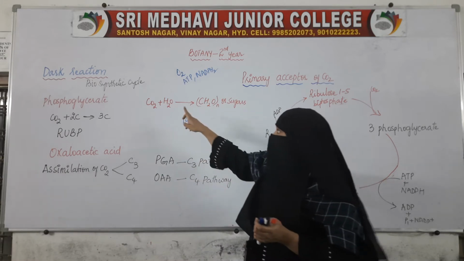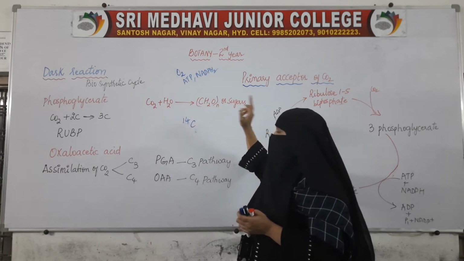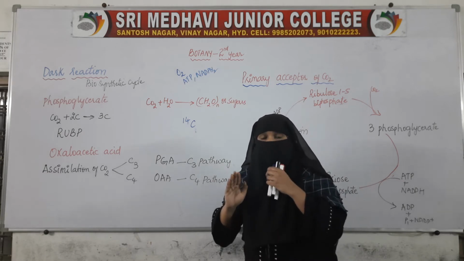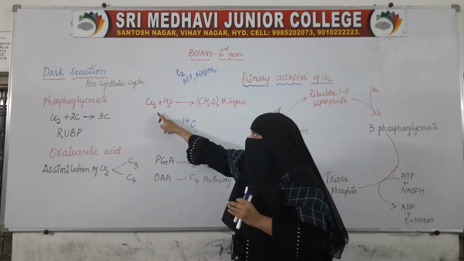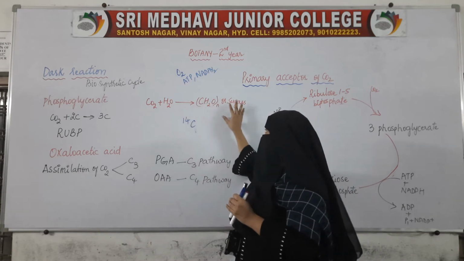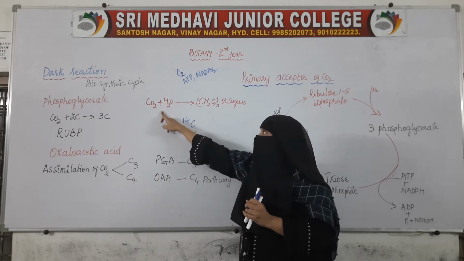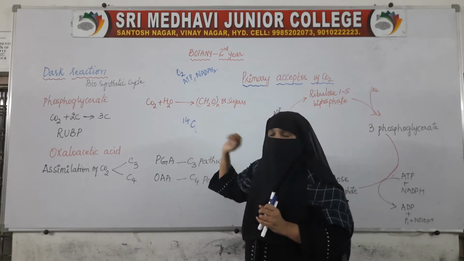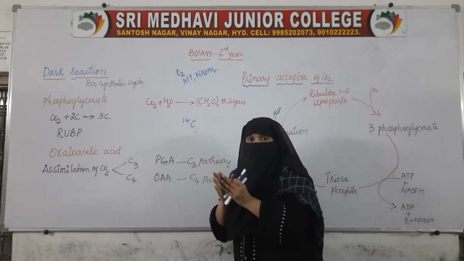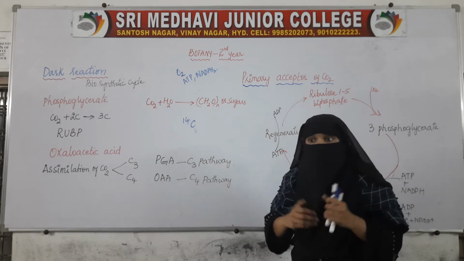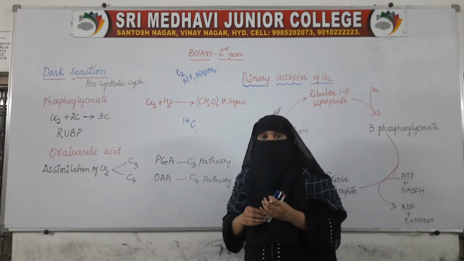Till now, the only thing known to scientists was that carbon dioxide and water combine and form sugars. So now they were very curious to know how this carbon dioxide is changing into carbohydrates. They knew that carbon dioxide combines with water and carbohydrates are formed, but how is this taking place?